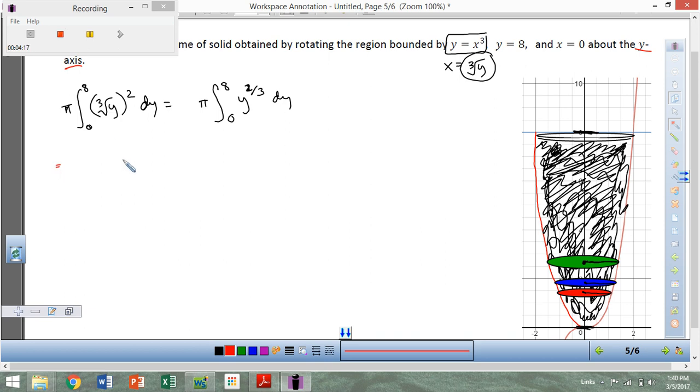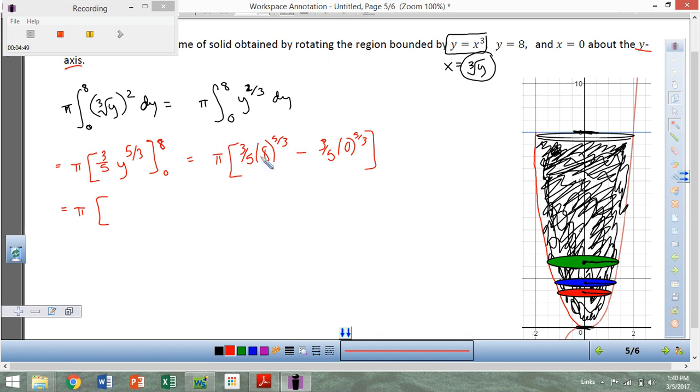And now we are ready to integrate. So I've got pi times the integral of y to the 2/3, which would be 3/5 of y to the 5/3, evaluated from 0 to 8. So we have pi times 3/5 times 8 to the 5/3 minus 3/5 times 0 to the 5/3. Okay, so 8 to the 5/3 power. That means I'm going to do the cube root of 8, and take that to the 5th power. The cube root of 8 is 2. 2 to the 5th power is 32.